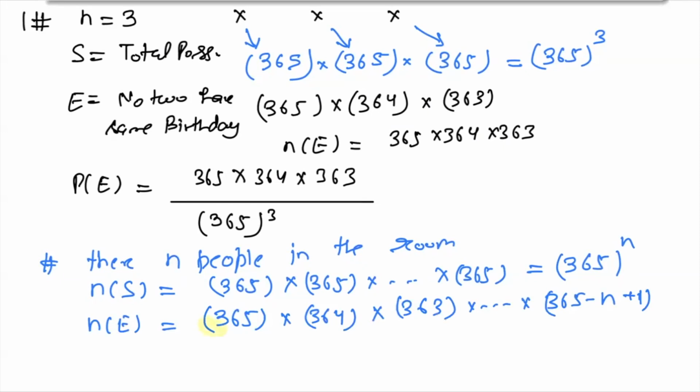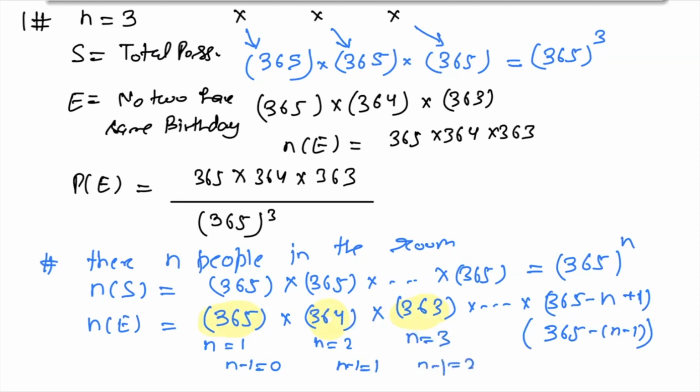For the first person, you are having 365. For the second person, you are having 364. For the third person, you are having 363. That means for the nth person, we are subtracting n minus 1. Check. For the first person, n equals 1. I am subtracting n minus 1, that is 0, from 365. For the second person, I am subtracting n minus 1, that is 1, from 365. For the third person, I am subtracting n minus 1, that is 2. So I have calculated n(E).